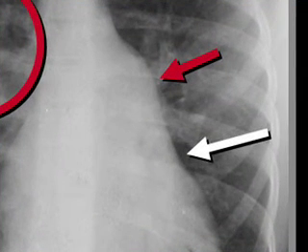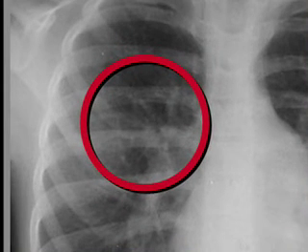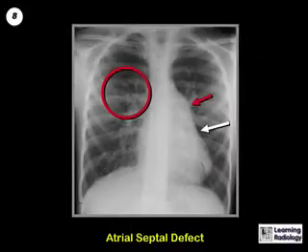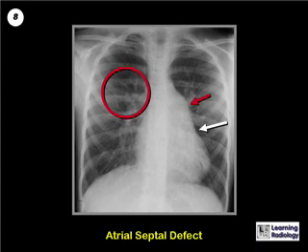The red arrow is pointing to an enlarged main pulmonary artery. The white arrow is pointing to the fact that the left atrium is not enlarged in this patient. And the red circle is indicating that the vasculature is increased. In a young adult with increased pulmonary vasculature, but an absence of enlargement of the left atrium, atrial septal defect should be considered.